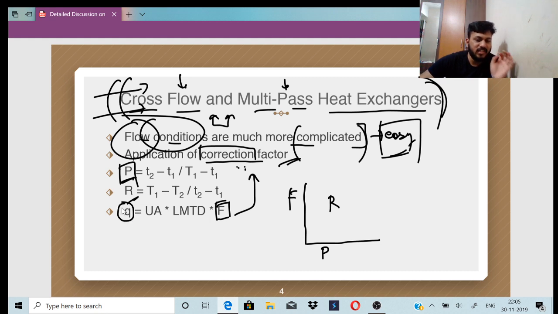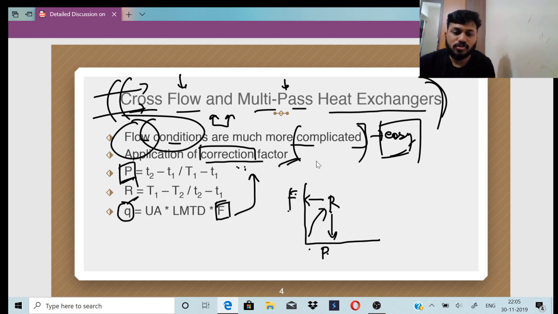ठीक है, तो F का वैल्यू देंगे, R का वैल्यू देंगे तो आप P का वैल्यू निकाल सकते हैं, P का वैल्यू देंगे, R का वैल्यू देंगे तो F का वैल्यू निकाल सकते हैं, F का वैल्यू P का वैल्यू देंगे तो R का वैल्यू भी निकाल सकते हैं, है ना. So that is how they'll do it. Okay, so basically they will provide you two of the values. The third value you have to formulate.